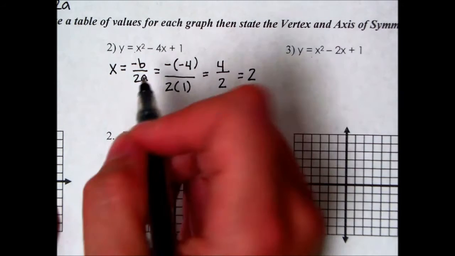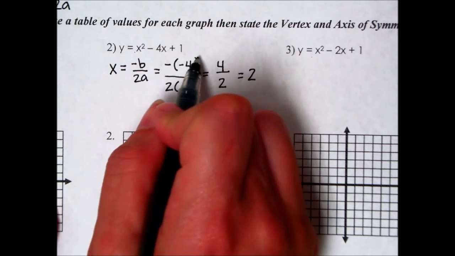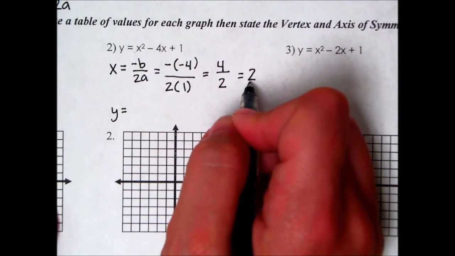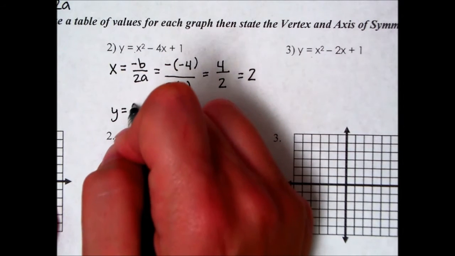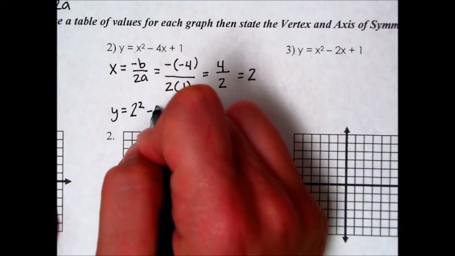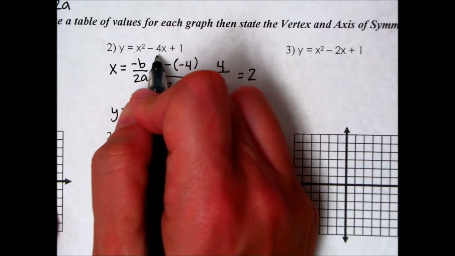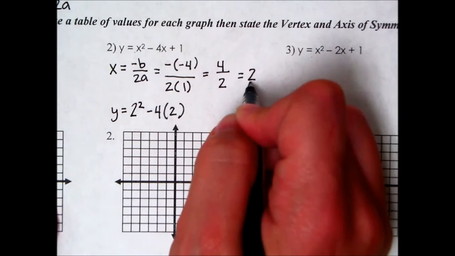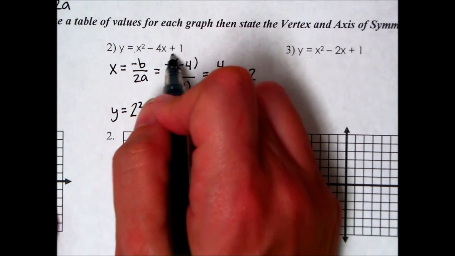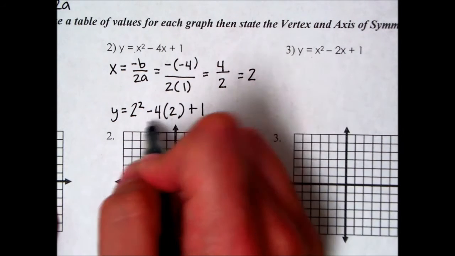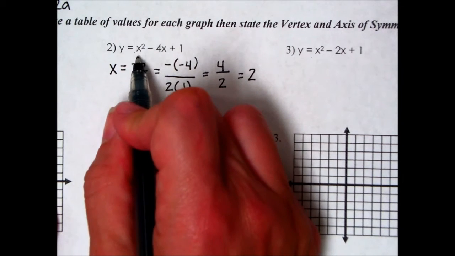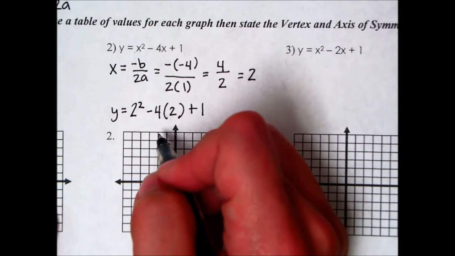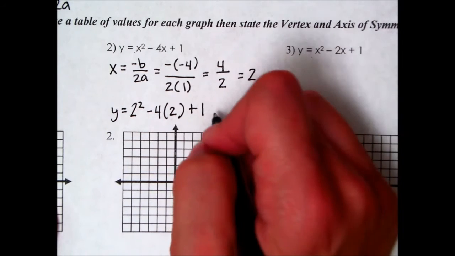To find the y value, we can plug it into this initial function. So y equals my x squared. I'm going to plug the 2 in place of the x. So 2 squared, and then I have minus 4 from up here. Now I need it to multiply times x, so I'm going to again pull up that 2 because I just found out x was 2. And I still have this plus 1. So this function right here matches the original, except wherever there was an x, I put a value of 2 in place of it. And now we're going to clean this up.